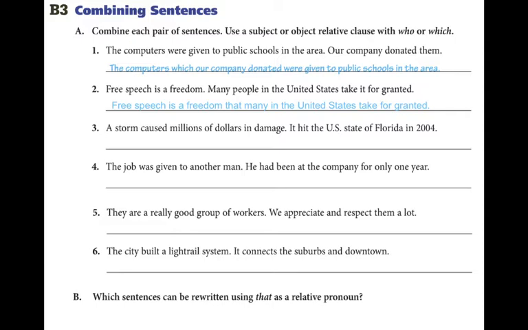And while you're doing that, you can incorporate what's indicated in Part B, which sentences can be rewritten using that as a relative pronoun. So I've given you the answer to this part in both the ones above. Complete the remaining pairs of sentence combinations and then check the answer key.